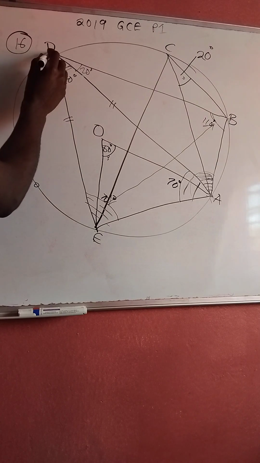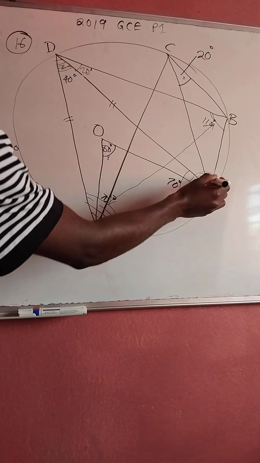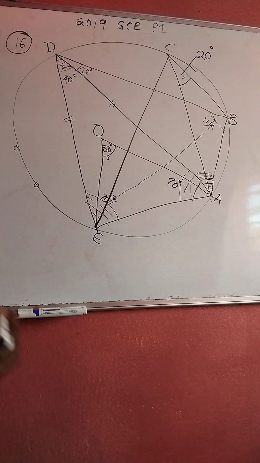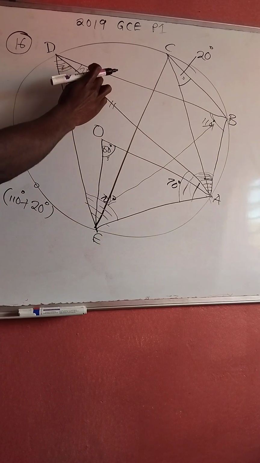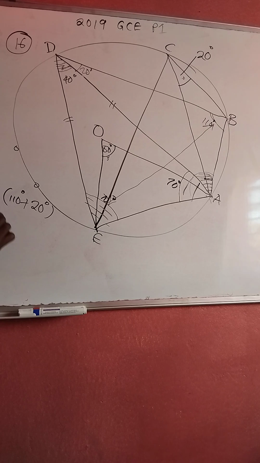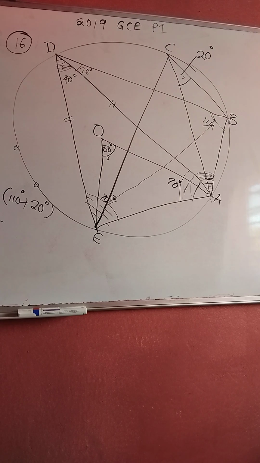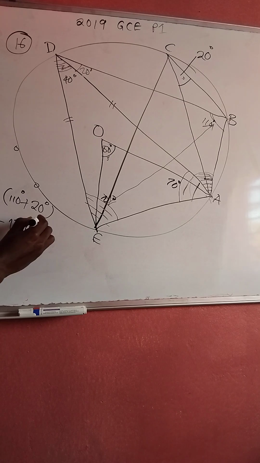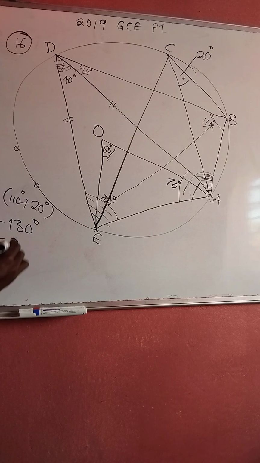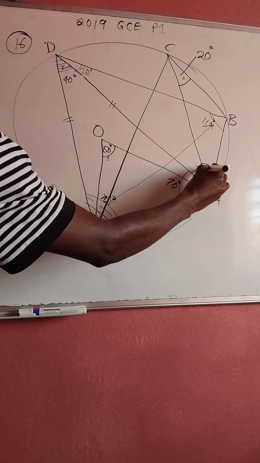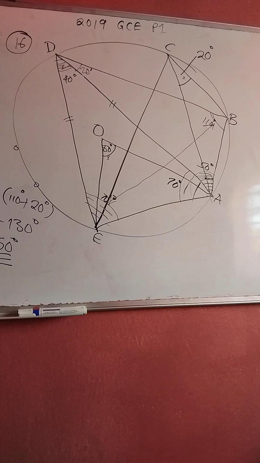Now, since there's a 110 there, remember DAB is a triangle and we want this angle. Angles in a triangle add up to 180. So we say 180 minus 110 plus 20. 110 plus 20 gives us 130. Then 180 minus 130 gives us 50. So 50 degrees is our answer. So this angle here is 50. Then that's it. You just have to know the properties of the circle theorems and apply them.